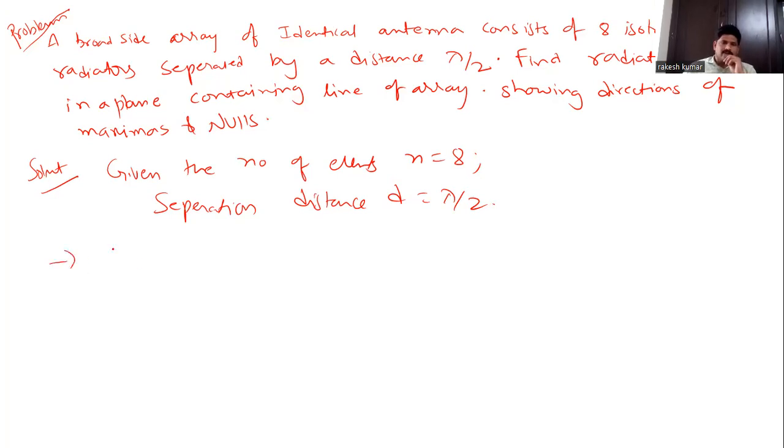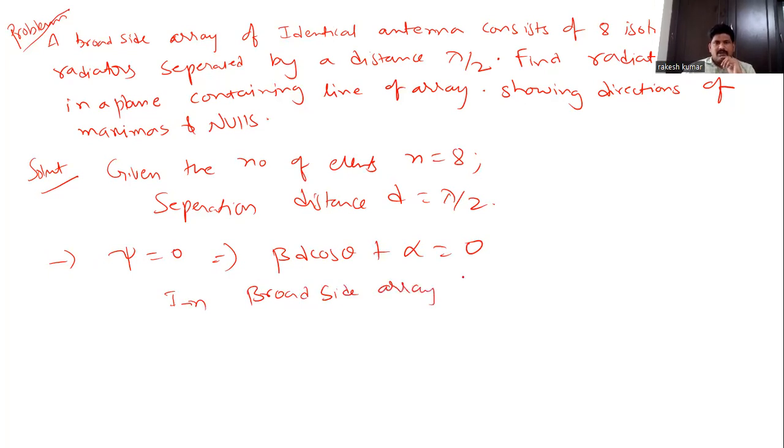Okay, so first, let us take the maximum direction. The condition for the maximum direction is psi should be equal to 0. What is the value of psi? Psi is beta d cos theta plus alpha, equal to 0. So in a broadside array, alpha is equal to 0. Therefore, beta d cos phi max is equal to 0. Therefore, cos phi max is equal to 0.